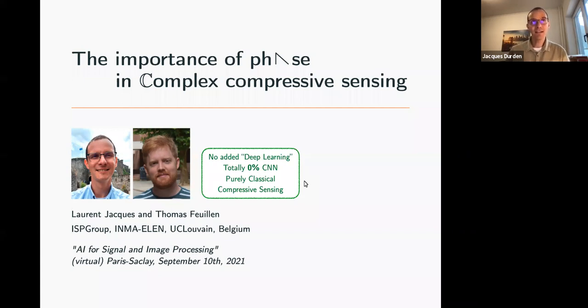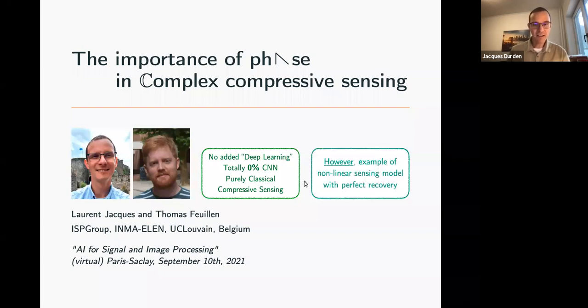However, it is slightly connected, at least to the topic of today, in the following sense: here is an example of a nonlinear sensing model, for which, up to a global amplitude of the signal, it's possible to totally recover the signal of interest. So it's a weak link with some of the topics you may see nowadays in the context of a nonlinear neural network, where you can reconstruct your data at the output of the neural network or classify them. So it's a bit related to that, but it's not totally connected to the theme of this meeting.